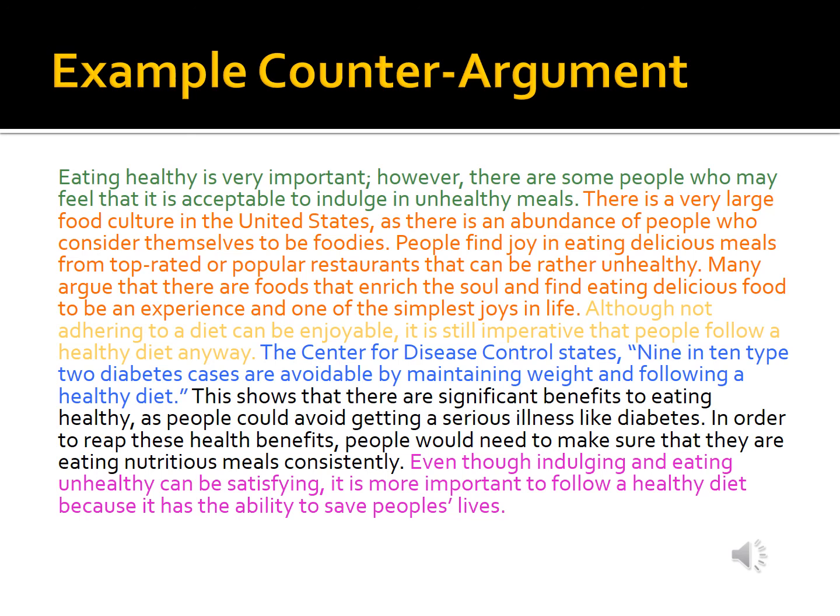Once you have acknowledged the other side, then you're going to start to transition back into your argument. So this one says, in the transition part in orange, although not adhering to a diet can be enjoyable, it is imperative that people follow a healthy diet anyway. So that sentence there acts as that transition. You've acknowledged the other side. You're saying, yes, I've acknowledged it, but now I'm going to go back and show how my argument is better.